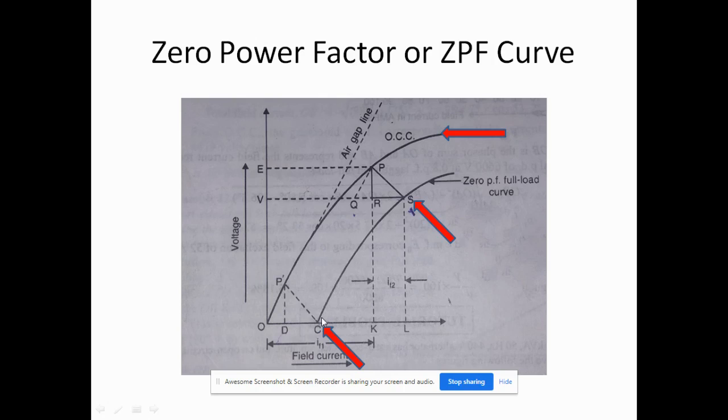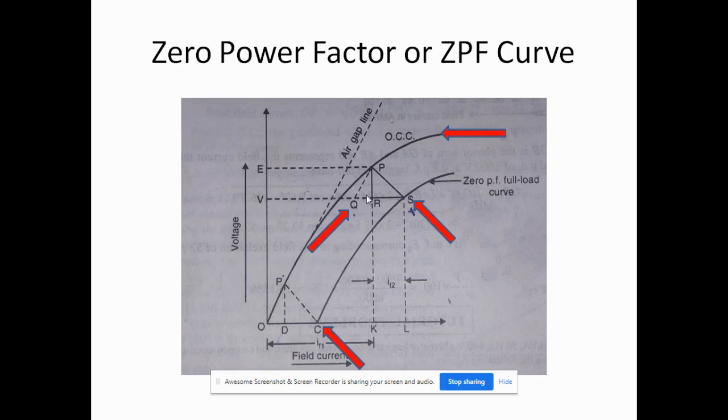So I will draw the ZPF curve in parallel with OCC and what we are getting here. Then next step, we have to draw a line which is parallel to this OC line. OC means it's the field current line. So we have to draw a line from the point S up to Q. So S and Q is the parallel line with respect to OC, and this is the line we need to draw.